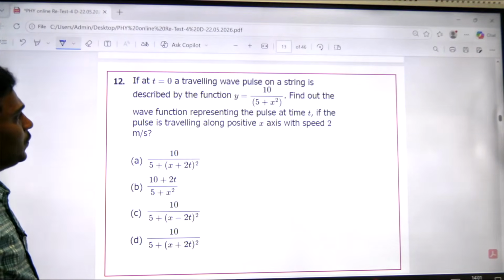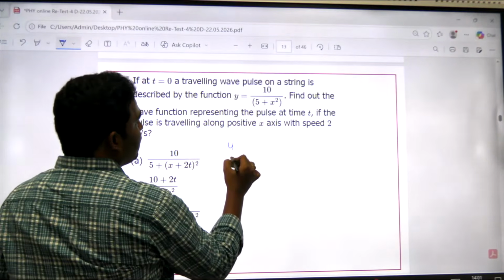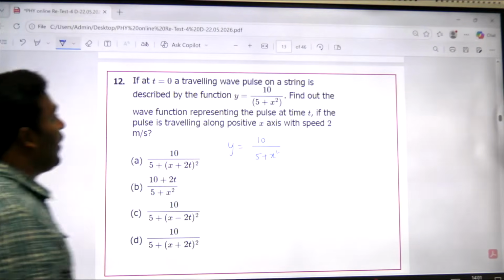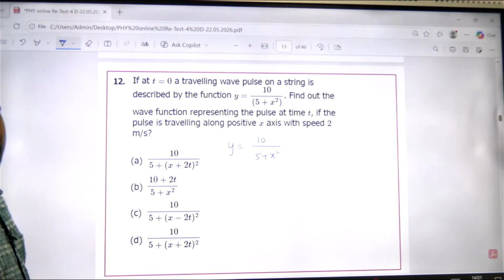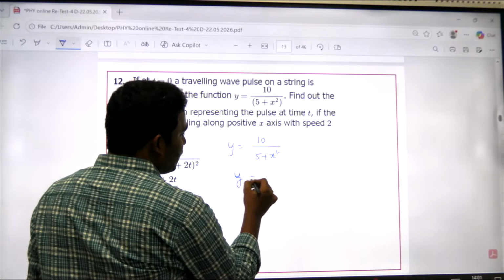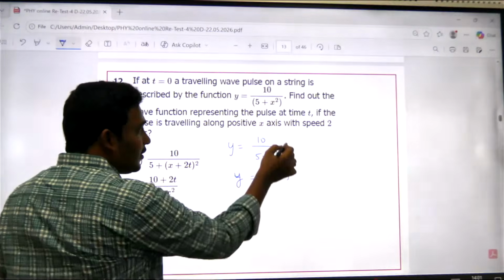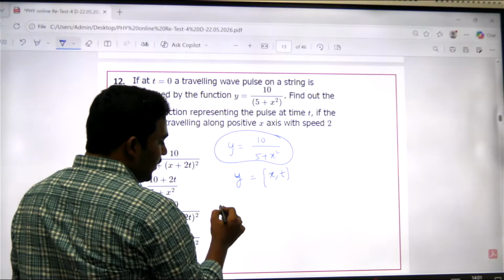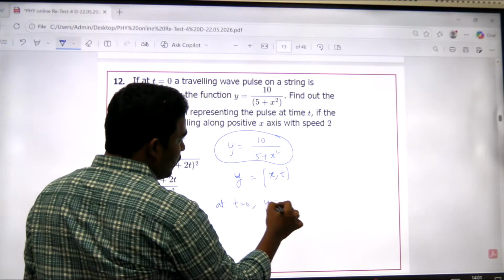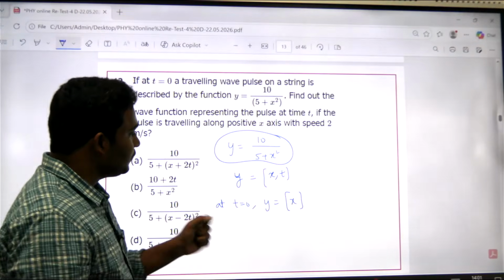At t equal to 0, the wave pulse is given as y equals 10 divided by 5 plus x square. Find the function representing the pulse at time t. We know the wave function is always a function of displacement and time, but here it is given at t equal to 0. So at t equal to 0, y is only a function of x, that is y(x, 0).